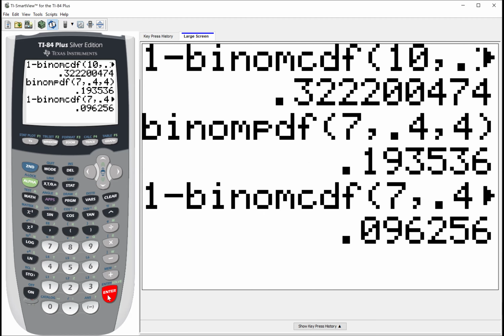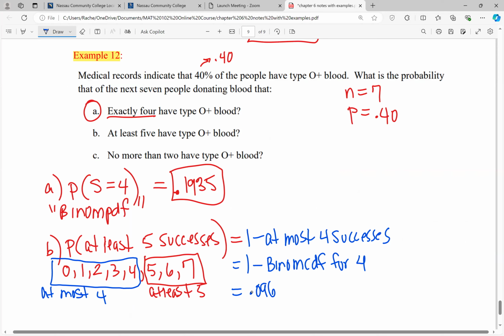And we get approximately 0.0963 if we go 4 places. So this is going to be 0.0963. So this is the probability that at least 5 people will have O positive blood. So we did 1 minus at most 4 people having O positive. And that's going to leave us with the leftover, which is 5 or more, 5 or 6 or 7.